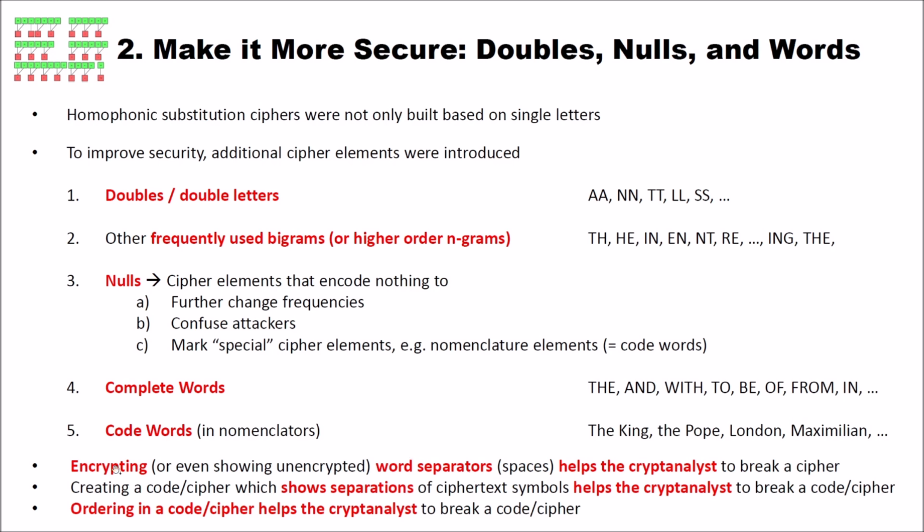And finally, ordering in a code or cipher helps the cryptanalyst to break a code or a cipher. That means that, for instance, you assign 01 to A, 02 to B, 03 to C. And when the cryptanalyst finds out that there is ordering, that there is a rule for how you created your homophonic substitution cipher, it's very easy for him to deduce missing or remaining ciphertext symbols and to revert your key. So you shouldn't have ordered elements in your homophonic substitution cipher.